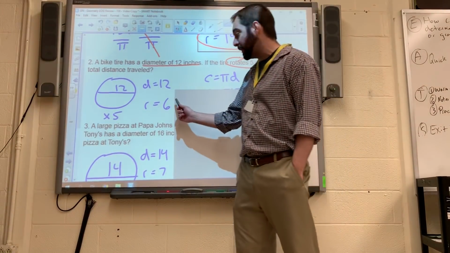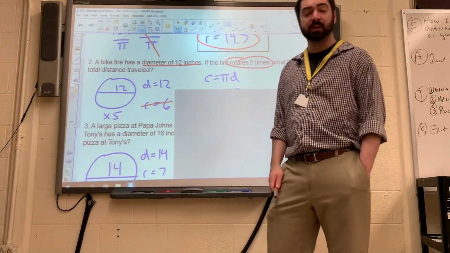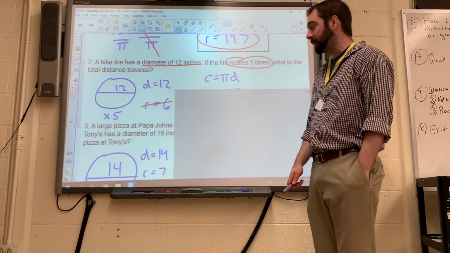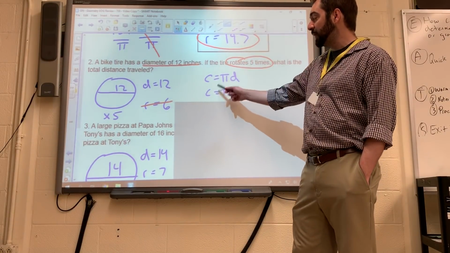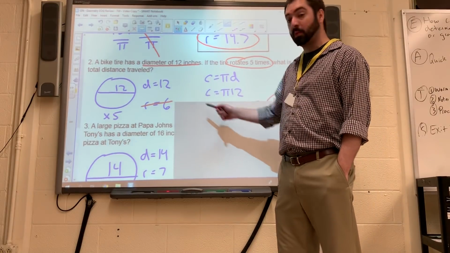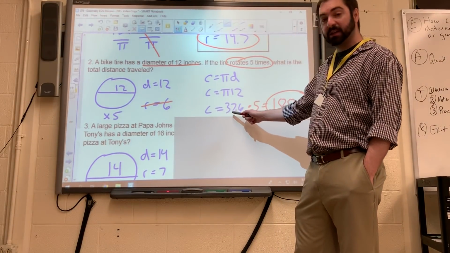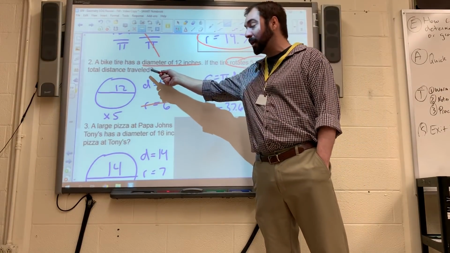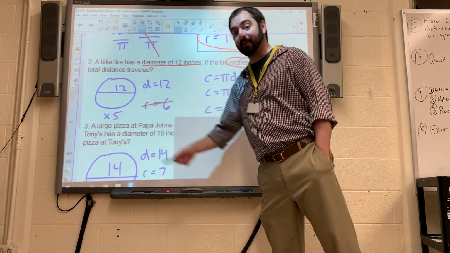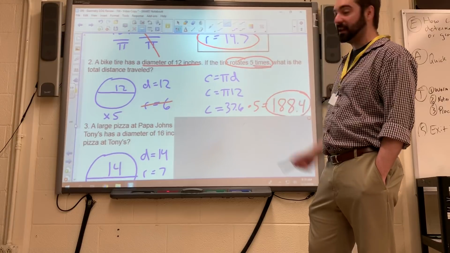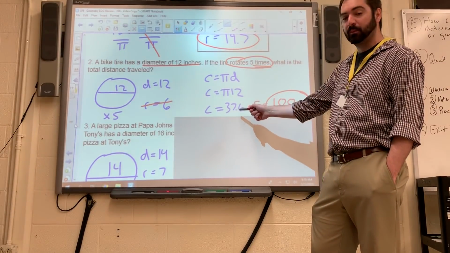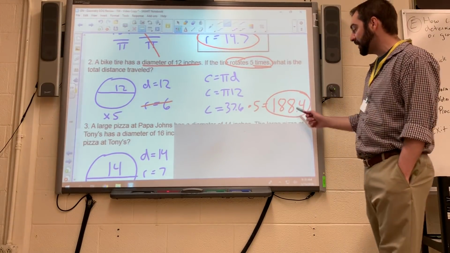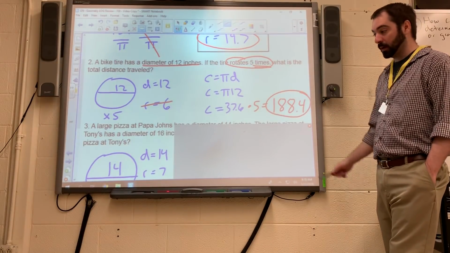So right here, what I'm going to do is I'm going to cross out that radius just so I don't get confused and plug it into my formula. Again, circumference, pi times diameter, pi times 12. Pi times 12 is 37.6, but that's one rotation. In this problem, they didn't want to know 1, they wanted the total of 5. And they're even right here trying to tell you, hey, times it by 5, so 37.6 times 5 is 188.4.